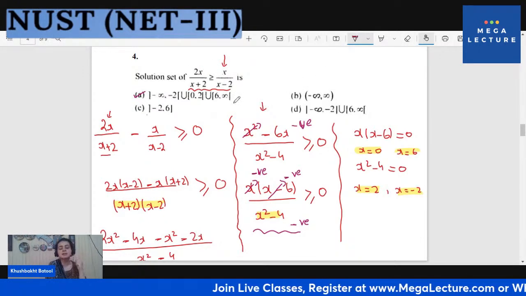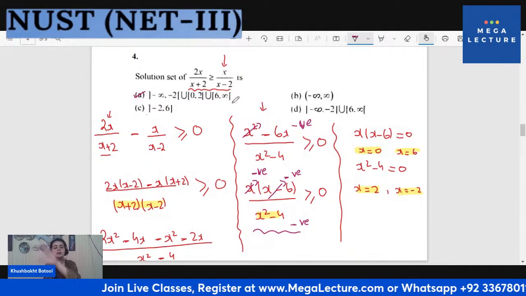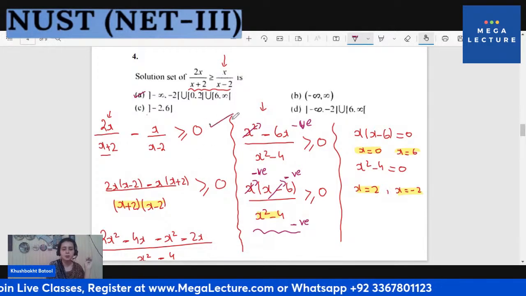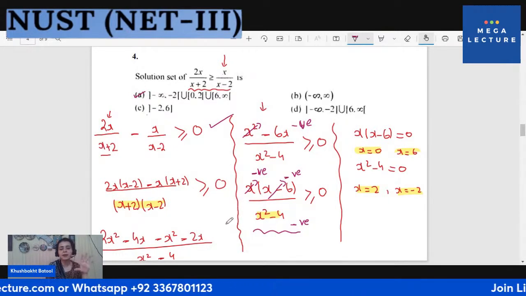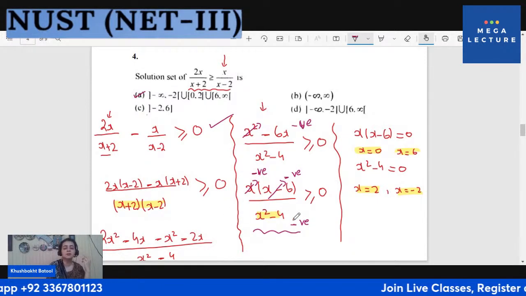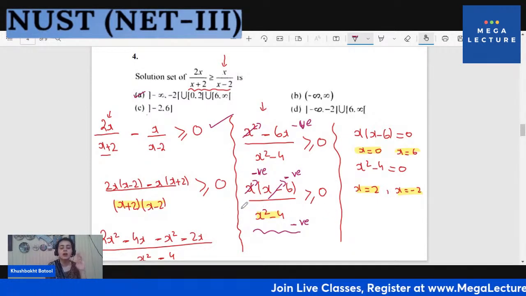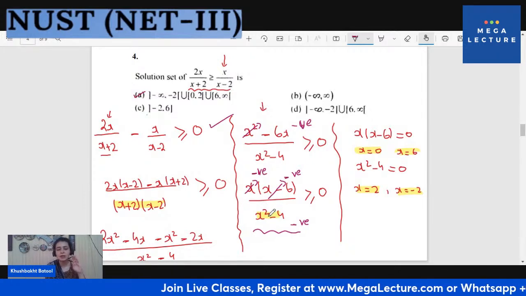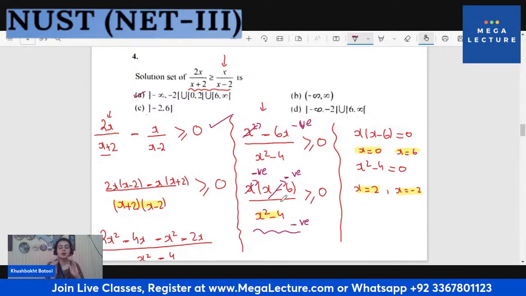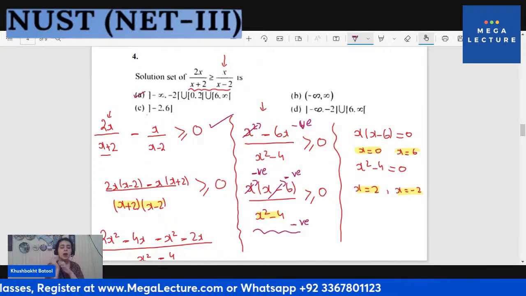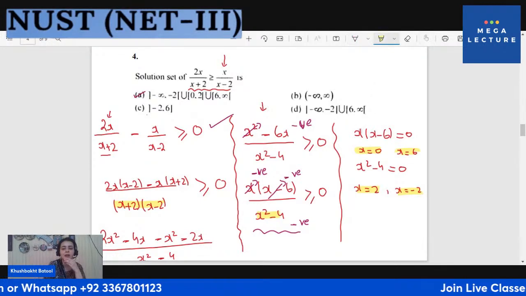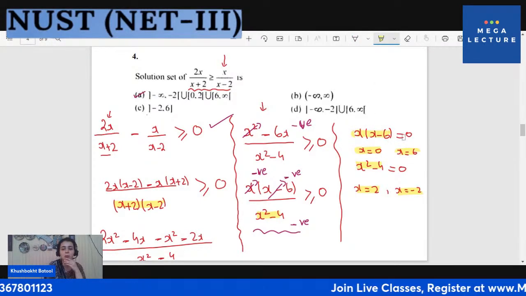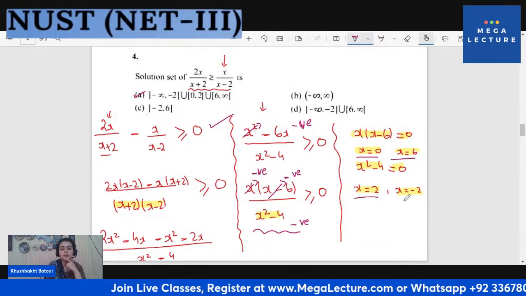So the only method is, you need to take this fraction from the right side to the left side. This is what we did in the first step. In the second step, I just simplified. In the third step, I simplified. In the fourth and fifth step, I simplified, and I got x into x minus 6 divided by x squared minus 4. This entire fraction should be greater than or equal to 0. I need to find all the critical points. For finding the critical points, I equated the numerator and denominator equal to 0, and I got 4 points.